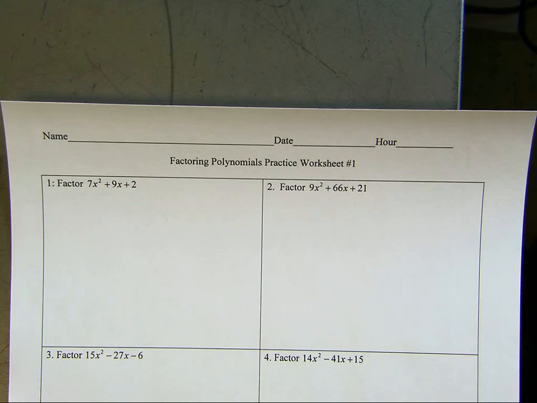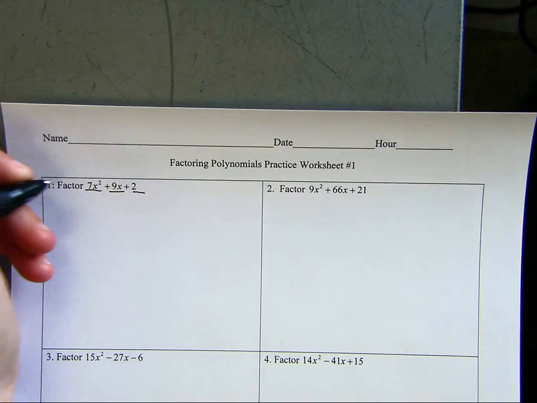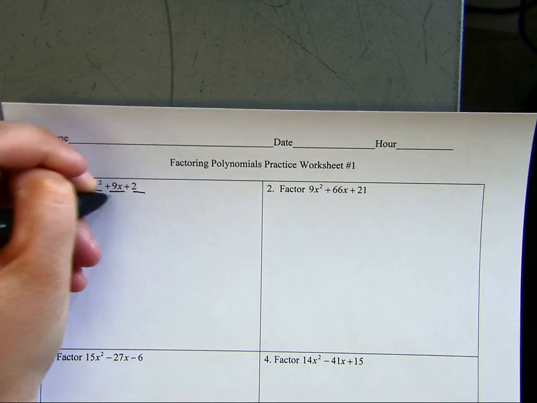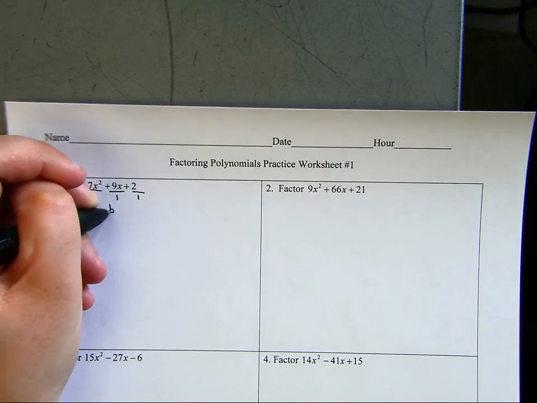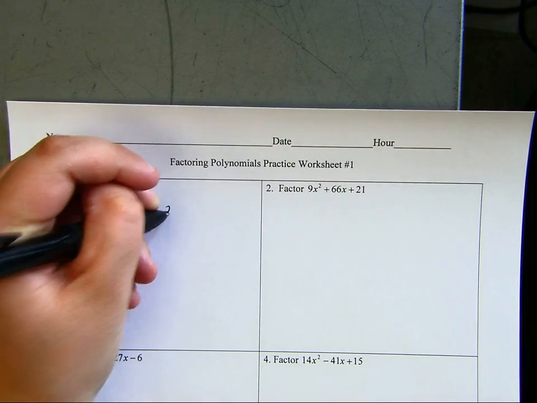In this video we are going to factor a trinomial. The first thing you want to do is find the GCF, if there is one. So the GCF of 7, 9, and 2 is in fact 1. If it's 1, just pull out the A, the B, and the C. So it's 7, 9, and 2.